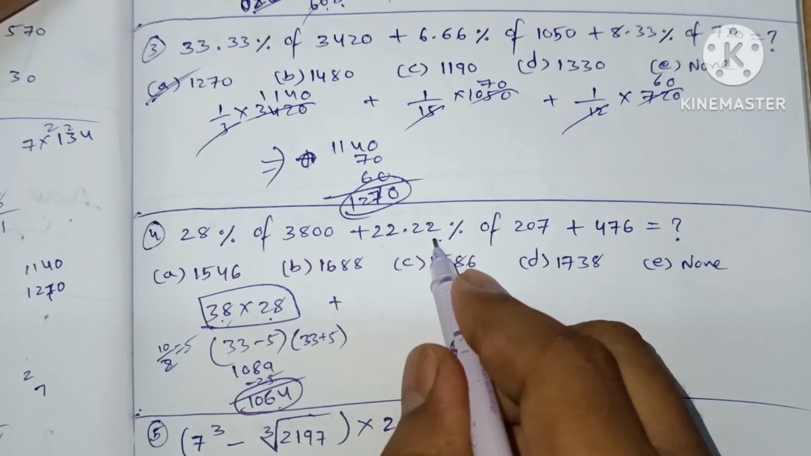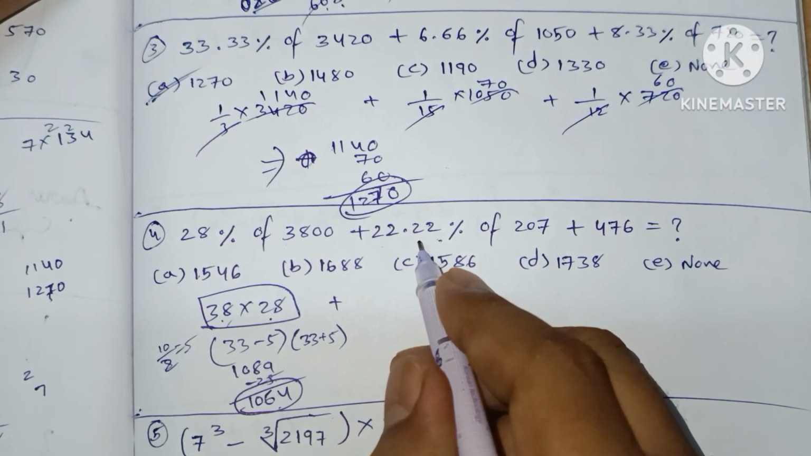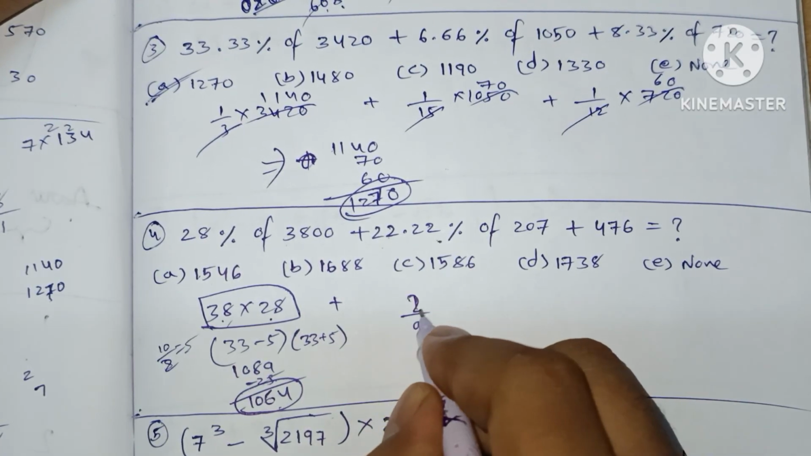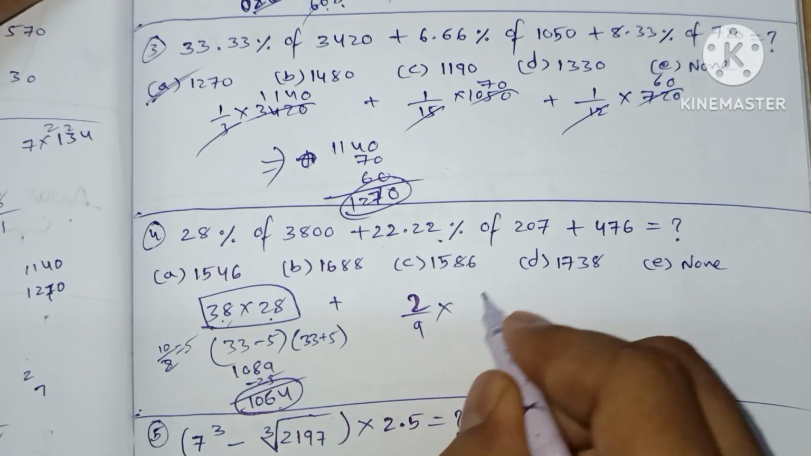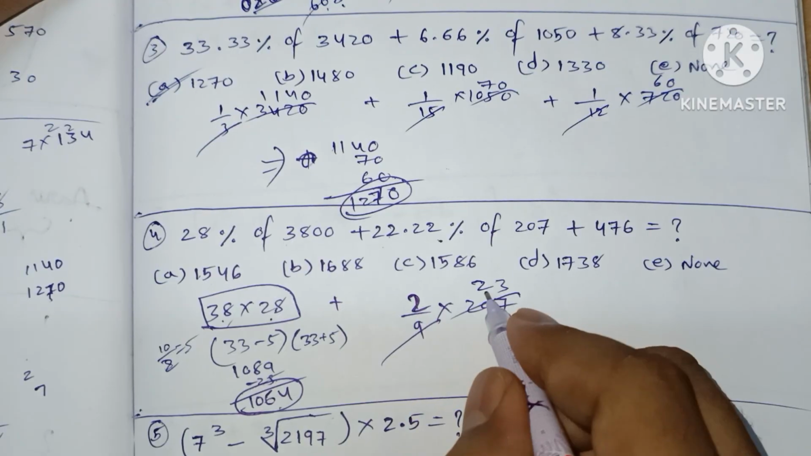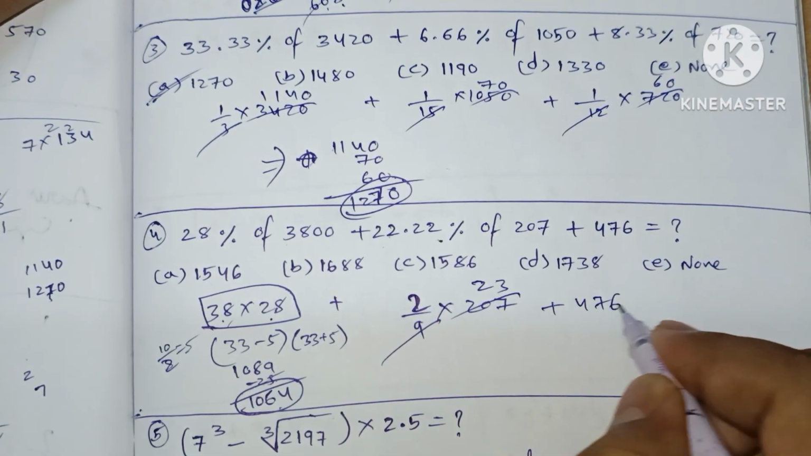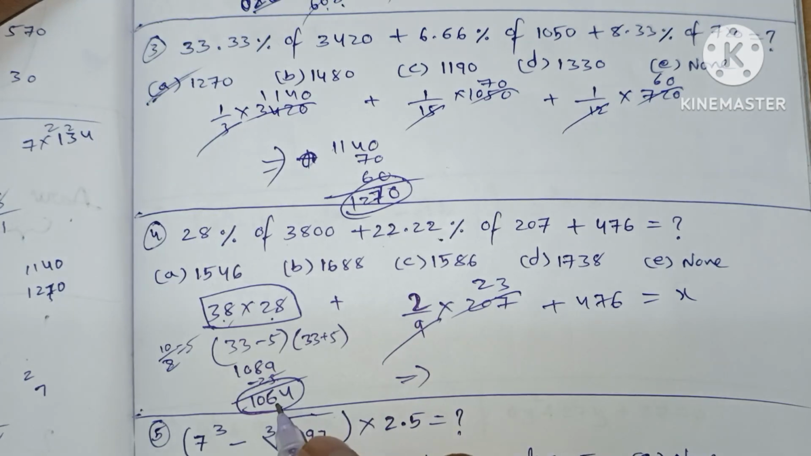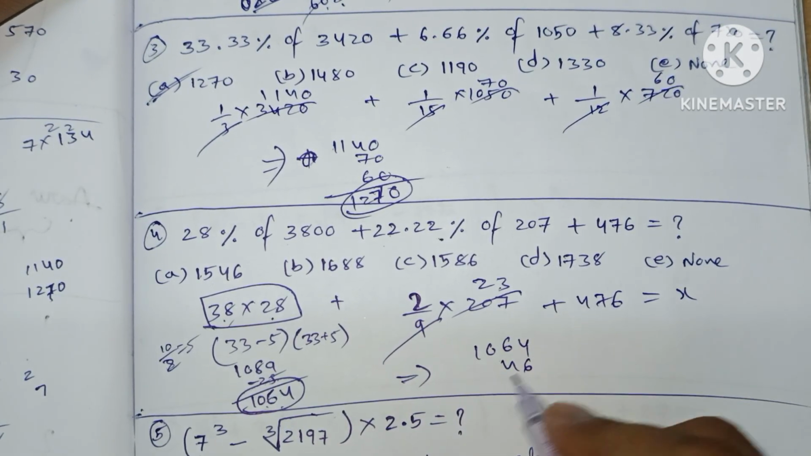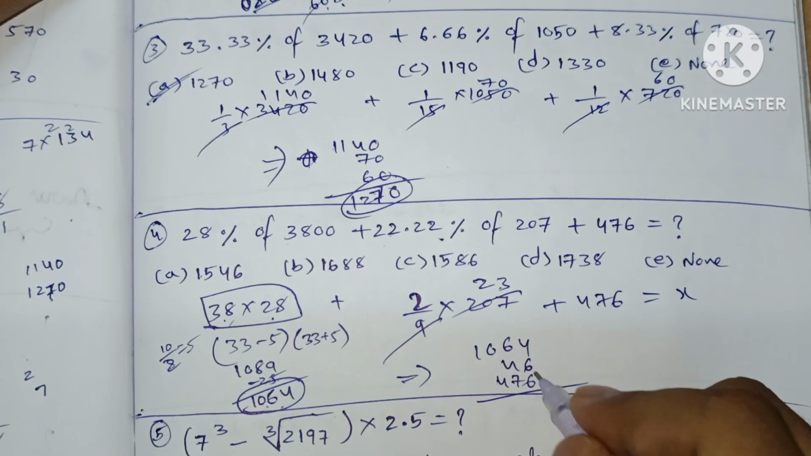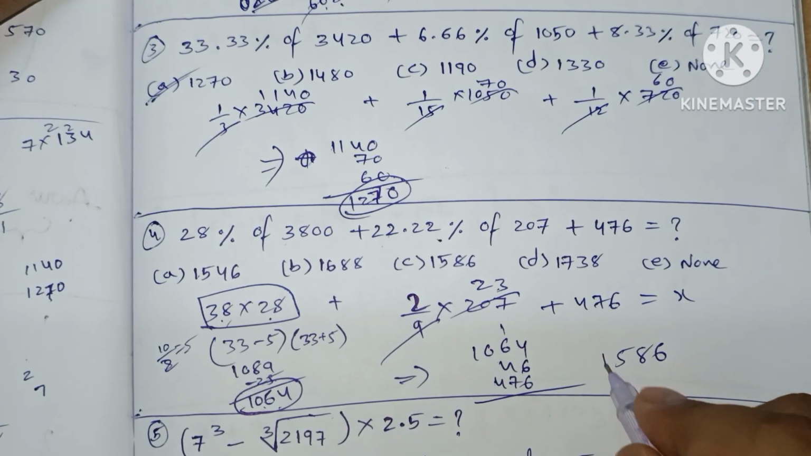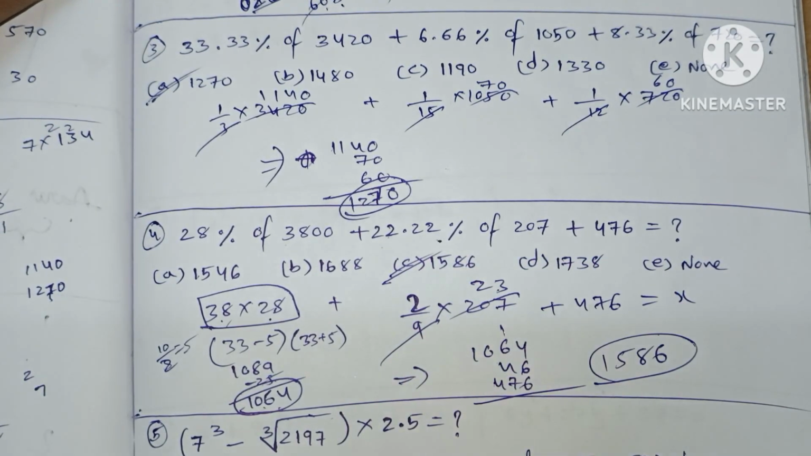Now here it is 22.22. We know that 11.11% is 1 by 9, but it is 22.22. So it will be 2 by 9 into 207. 9 3 times, 9 2 times is 18 and 3 times is 27. Okay, plus 476 equals to x. Therefore we have 1064. This will be 46 and 476. This will be 10 16 10 18 5 1 1586 is our answer, option C.